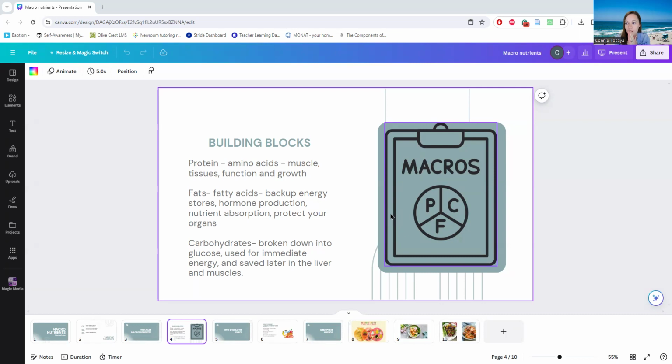I know sometimes people think, oh, fat means I will gain fat. And that's not necessarily true. You need to have fat in your diet. It's also great for brain and eye health, as well as, like I said, that hormone production, super important. We want our body to function properly. We need to have fat in our diet.